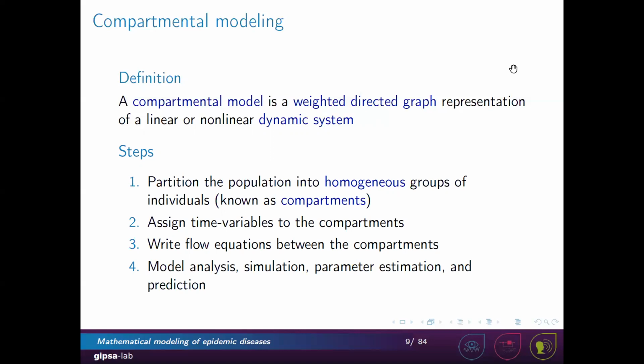For instance, we might split the population in two groups of people who are healthy and people who are infected by a disease. So in this example, each of the healthy and infected group are considered one compartment. And inside each compartment, we assume that the population is homogeneous. For instance, when we consider that the population is split into healthy and infected groups, we don't discriminate between the healthy people, whether they are young or old, whether they are male or female.